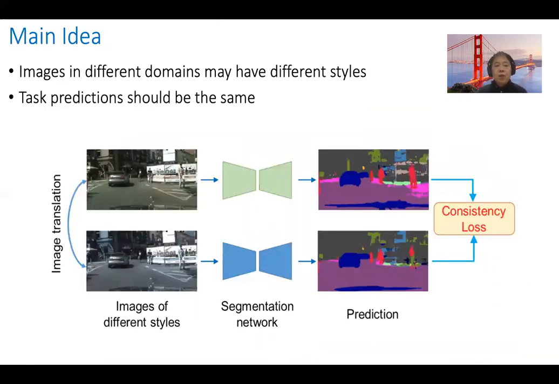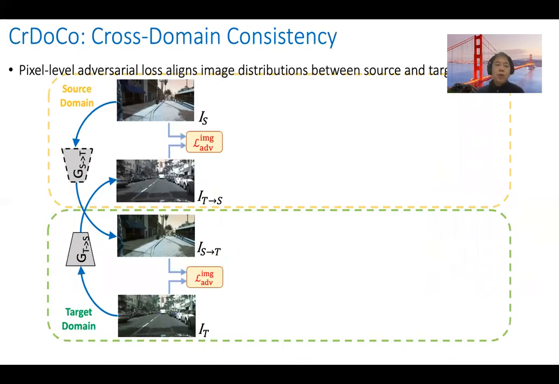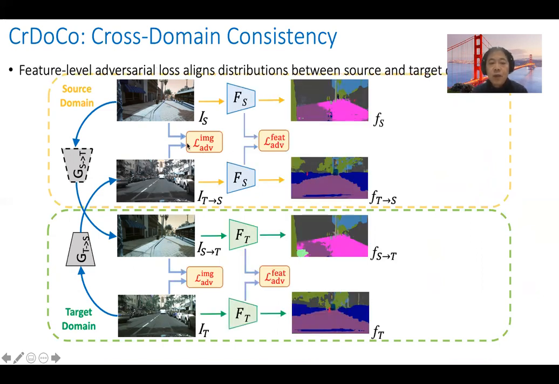In this work, what we do is we enforce that we can translate from source to target and from target to source, and then we enforce one consistency loss. Given the source image, we train a generator to the target domain. Likewise, from the target domain, we train a translator to the source domain. So we have a pixel level adversarial loss. Likewise, we feed into the encoder, and we apply the standard feature alignment so that we have another loss function on the feature level.